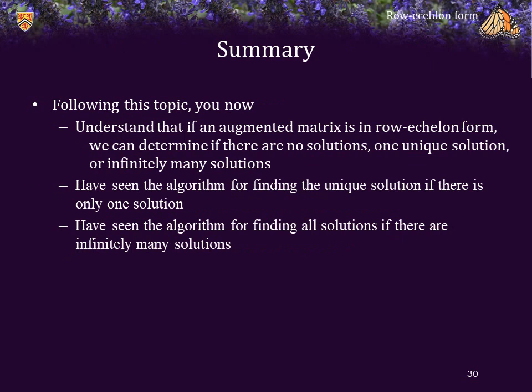So, following this topic, you now understand that if an augmented matrix is in row echelon form, we can determine whether or not there are no solutions, one unique solution, or infinitely many solutions. We've also seen the algorithm for finding the one unique solution if indeed there is only one solution, and you've seen a few examples of that algorithm applied. You've also seen the algorithm for finding all solutions if there are infinitely many solutions, and once again you have seen that algorithm applied to a number of examples.